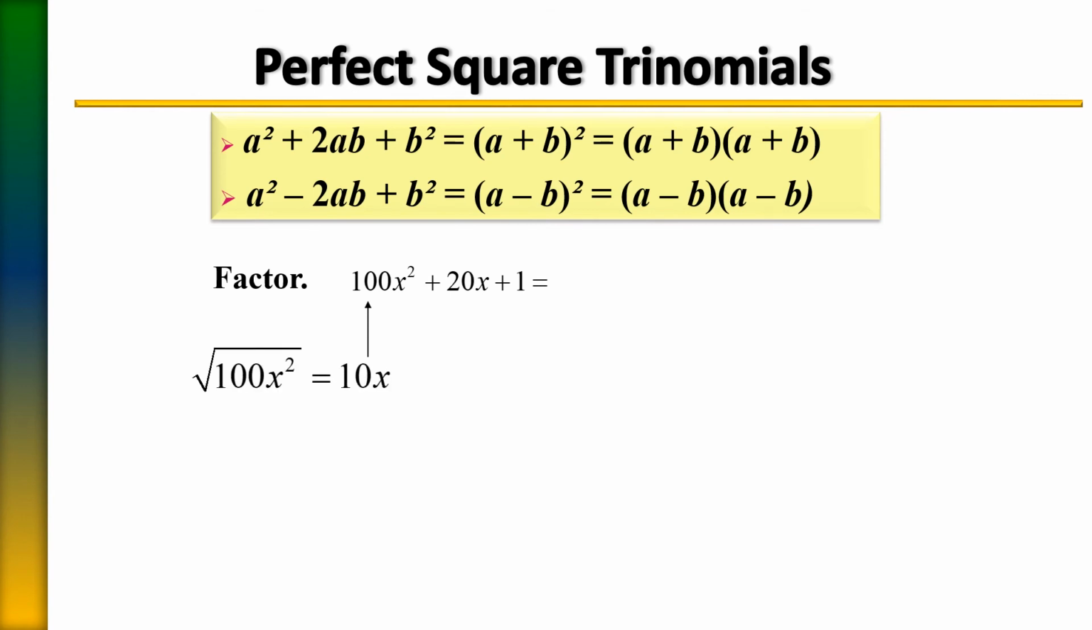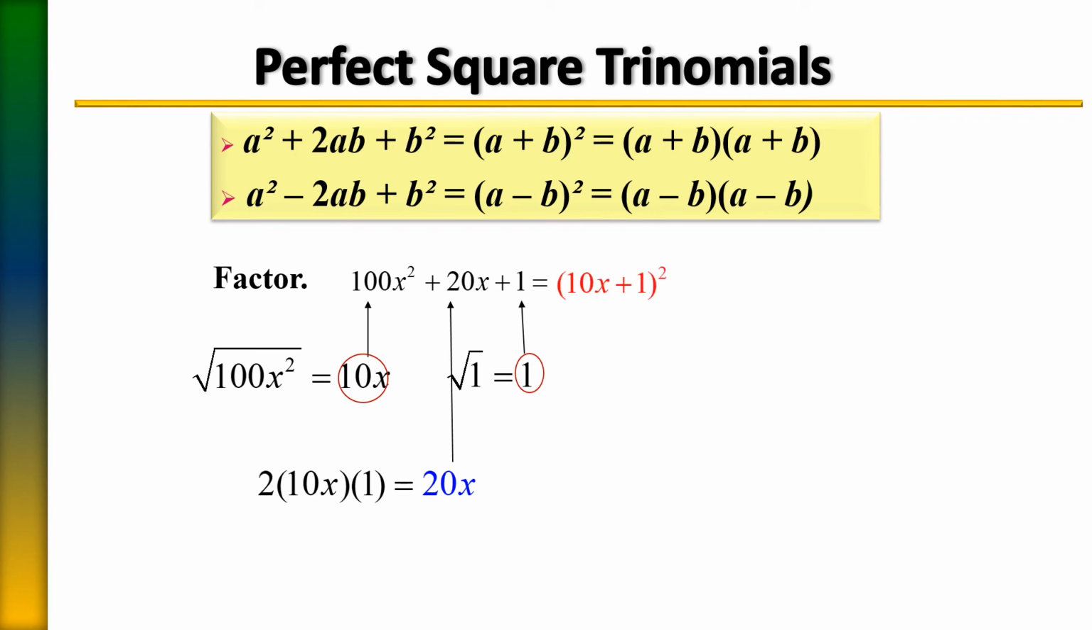So recall that we just take the square root of the first and last term, and if we were to multiply the number 2 with that and it gave us our middle term, which it does in this case, that's a perfect square trinomial, and it's going to factor into what you see circled there, the result of those two square roots. In terms of the sign, remember the sign is going to be the same as the middle term. So what does this factor into? You got it, 10x plus 1 squared. That is your answer. And there you have a perfect square trinomial.